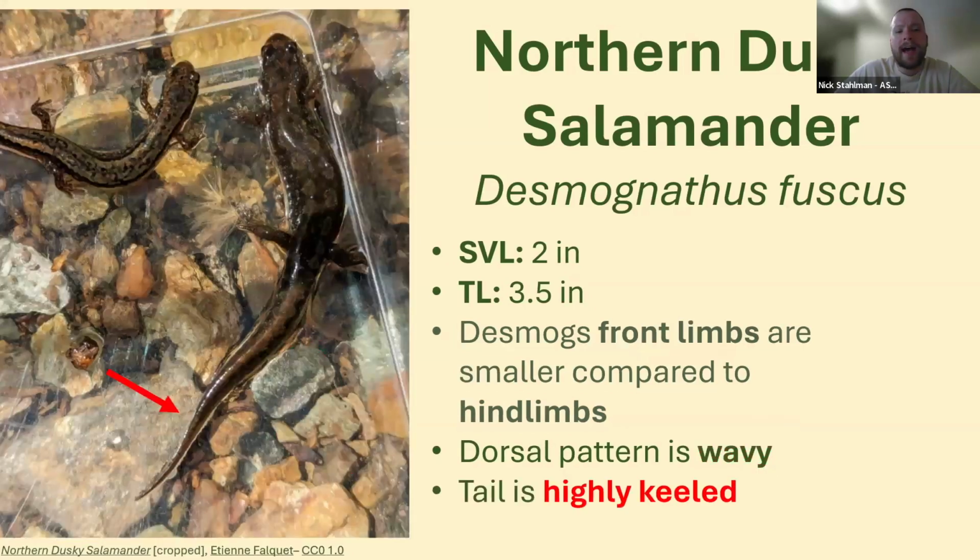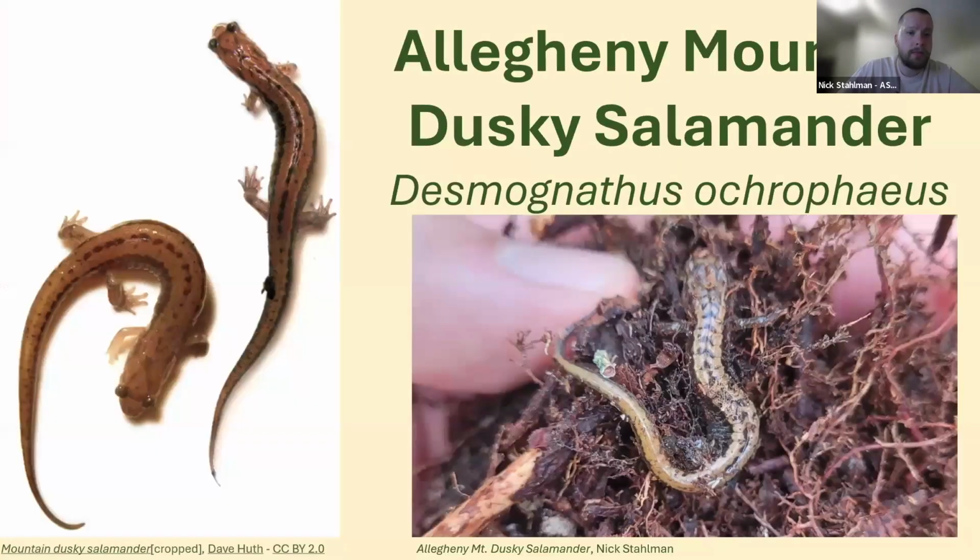And the tail is highly keeled, which is like you pinched it at the sides and pulled up. So like the keel of a boat, the point on the bottom of the boat, their tail points up like this. And they're also going to be found near water. They want to be near a creek or near a pond, always near water, compared to our other common desmog, the Allegheny mountain dusky salamander.